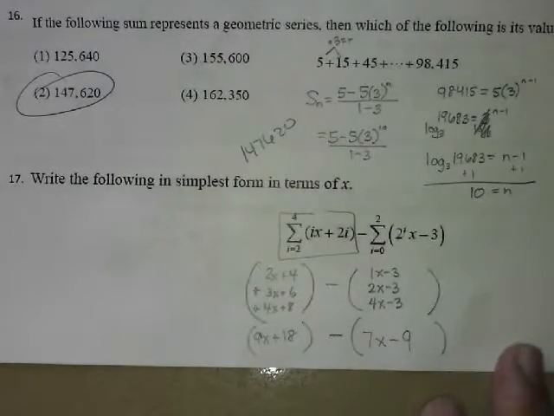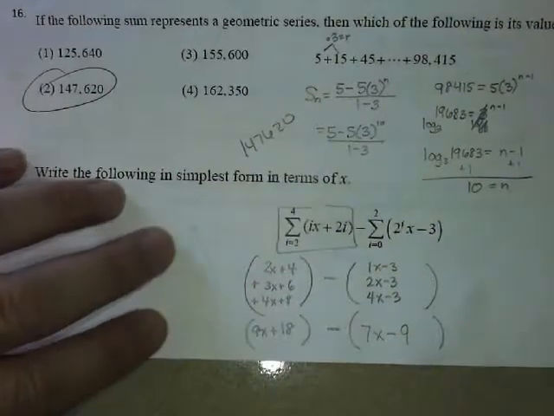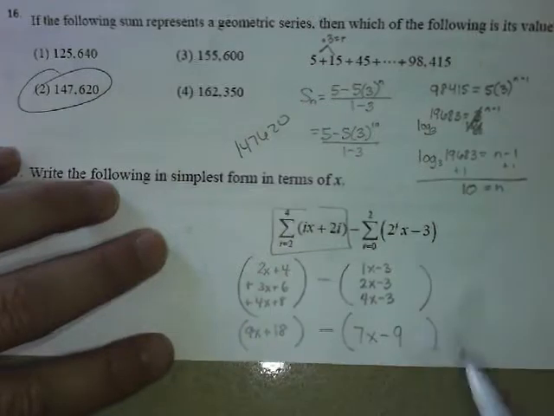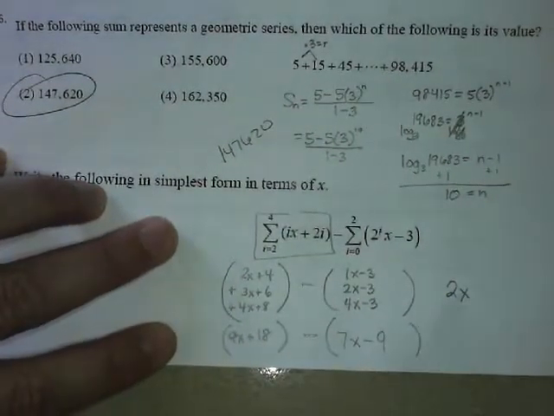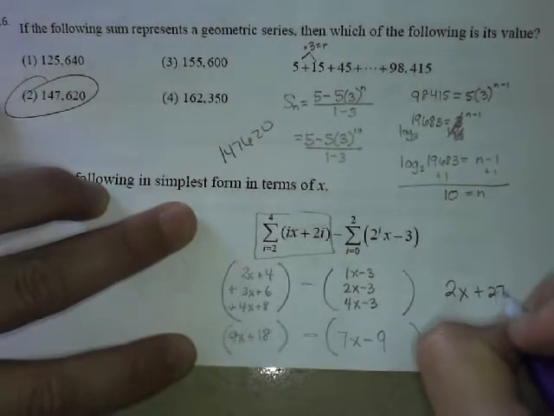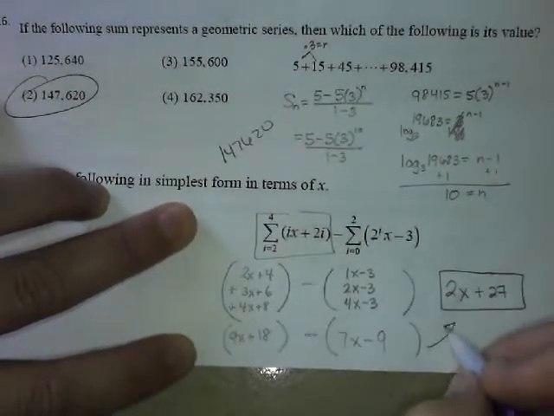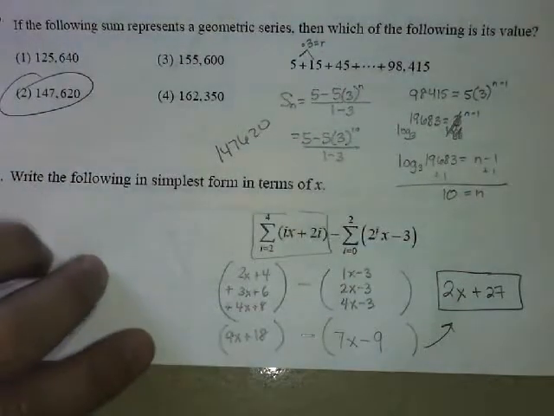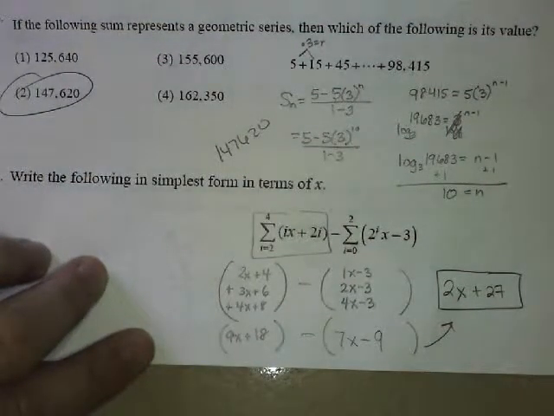So organization is key here, and then it's just distributing. So 9x minus 7x is 2x, and 18 minus negative 9 is a positive 27. Does that make sense? Good.